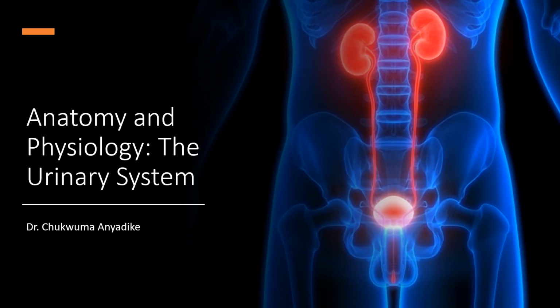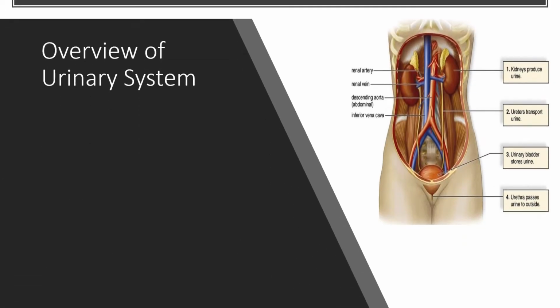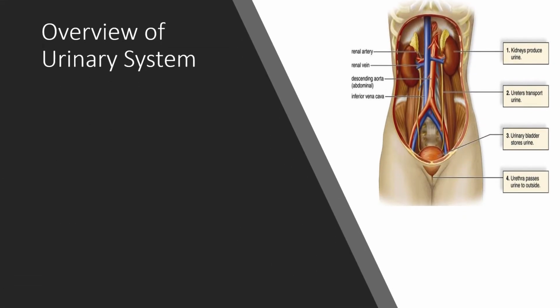This lecture is Anatomy and Physiology, the urinary system. Here's an outline. We will talk about the overview of the urinary system, renal structure, renal physiology, the urethra. Let's talk about the overview of the urinary system.